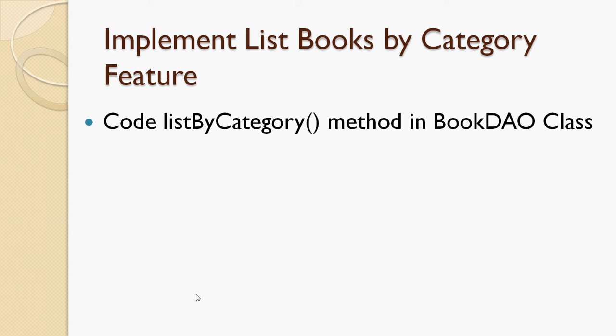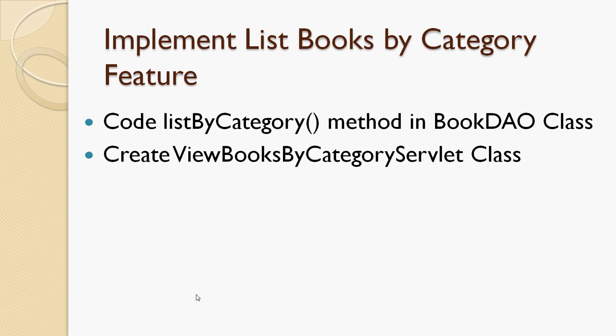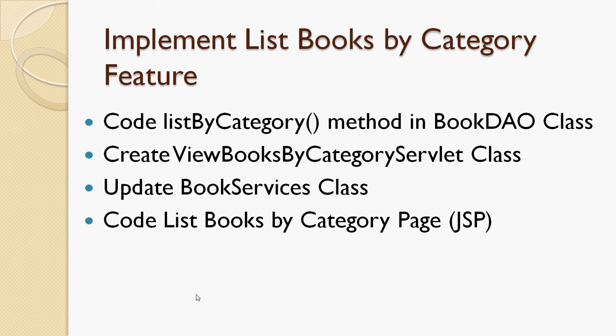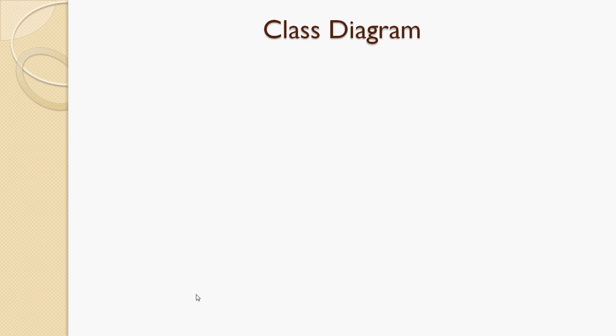First, we need to code the list by category method in the book DAO class, and then we create the view books by category service class, and we need to update the book services class accordingly, and then we code the list books by category page JSP to display the books that belong to a category.